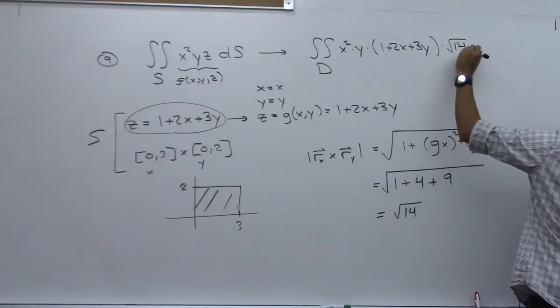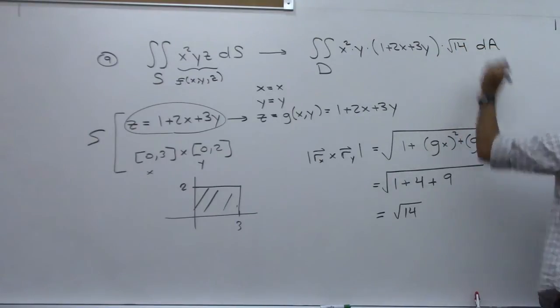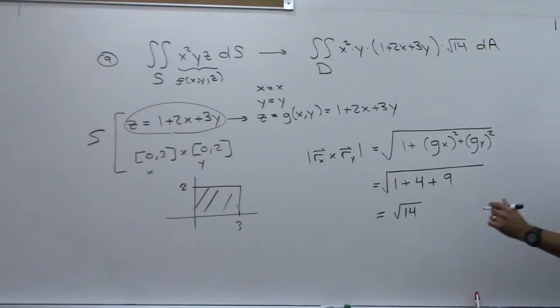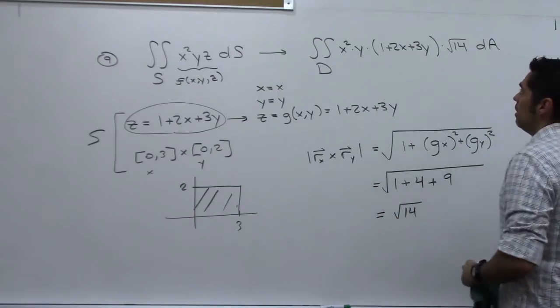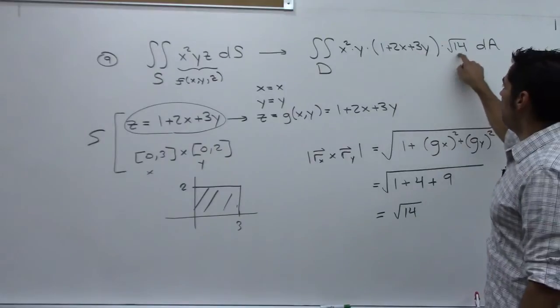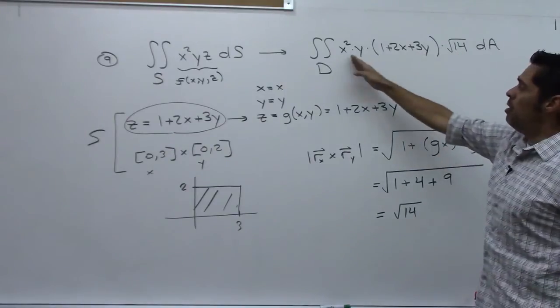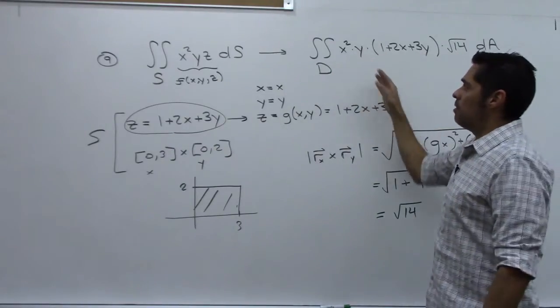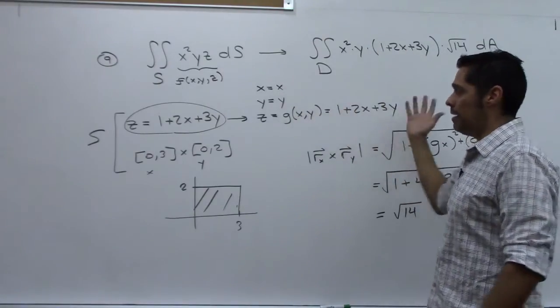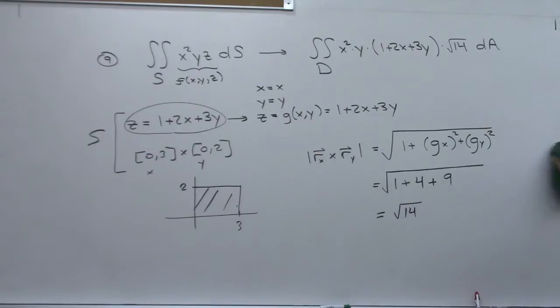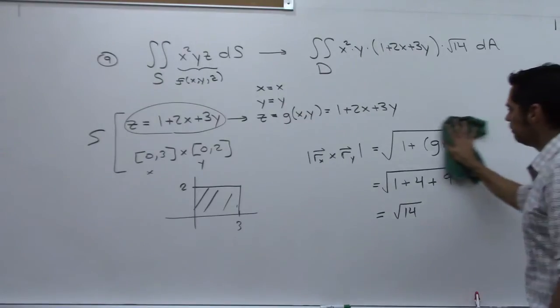I can pull that out, and then dA. So please understand, this is the same formula from last time, with the exception that this computation right here is easier, and when you plug into the scalar function, we're not plugging in functions of u and v, we're plugging in functions of x and y. It's just because of the nature of the special case here.